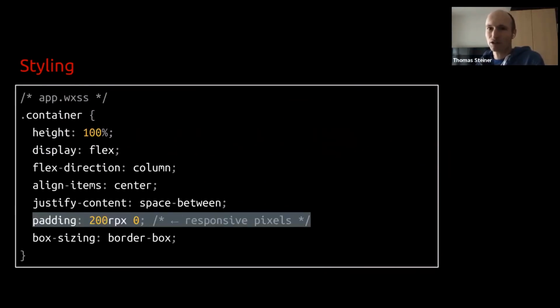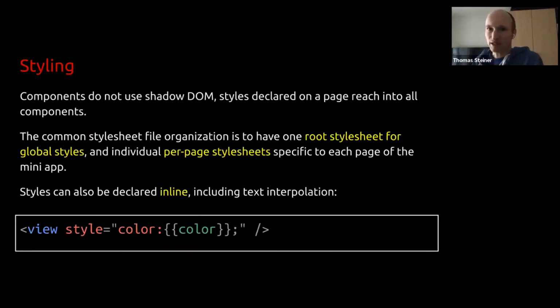You work with it just like with regular pixels. So you can see here, I set a padding of whatever container to 200 RPX that then gets translated to the device dependent pixels by the engine. So for the developer, there's nothing to do. You just say it should feel like 200 pixels, and then the engine does its magic. For styling, you can also use inline CSS. So you can see here a view style equals color and then the curly braces again. So you can have text interpolation, work with that.